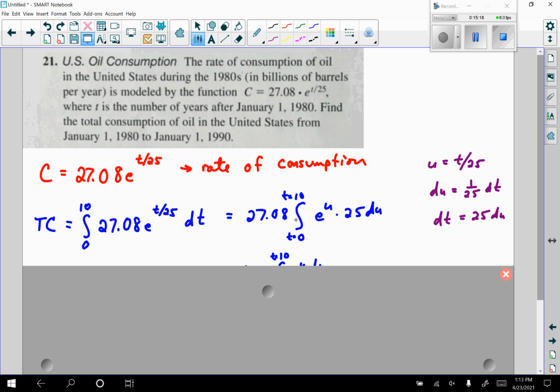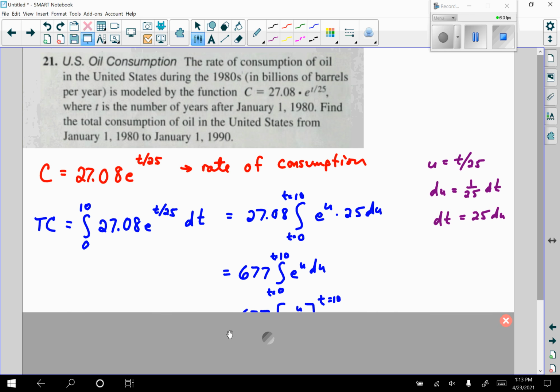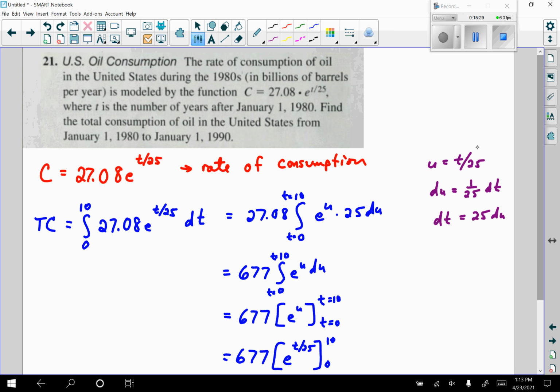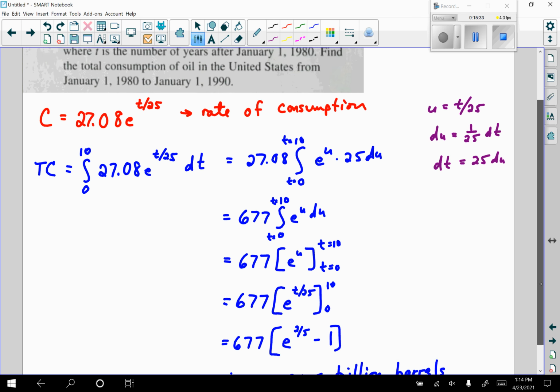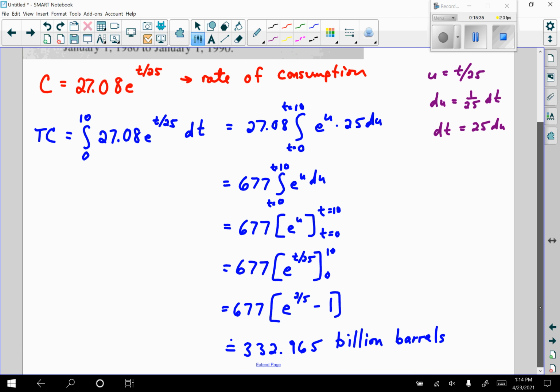Now, most of the time when it involves decimals, yes, you could just use your calculator. I went through, though. I still use the calculator to do some multiplying here, but I still just showed the steps. It's good to get practice here. We had to use U substitution. You could take a look at the integral steps. So the total consumption turns out to be almost 333 billion barrels.